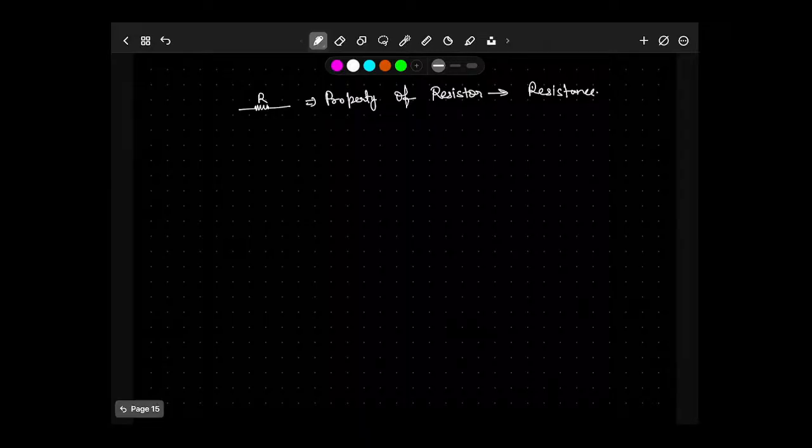Now here we will carefully see a very important point. Resistance basically opposes the flow of charge. Suppose there is a conductor in which electrons are flowing.